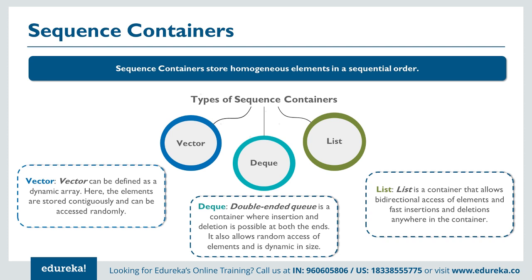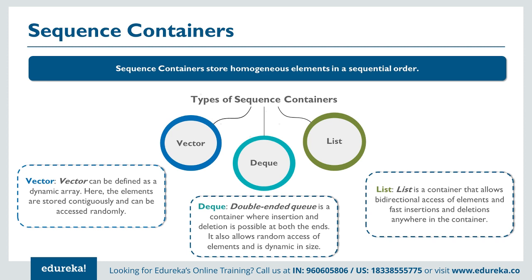So what is a vector? Now vector can be defined as a dynamic array. Dynamic because it can resize itself. Then here the elements are stored contiguously and can be accessed randomly. So the data stored in the vector is stored in a contiguous memory location, and you have the ability to access the elements randomly, meaning that you don't have to follow a sequence, go to the first element, then the second, and then the third. If you want to go to the third element, you can directly access that third element. That is known as randomly accessing the elements within a vector.